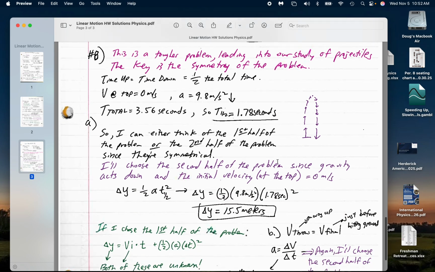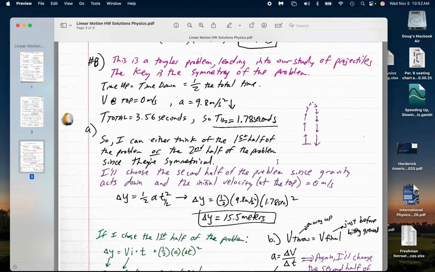Number 8, I can talk about if you want to in class, but the key here is there's symmetry to this problem. So we are going to have a unit on projectiles, which deal with things that have both an acceleration in one dimension and a constant velocity in another dimension. This is the simple version of it, where something's going straight up and straight down. The key here is the symmetry of the problem. The time up would equal the time down, and that's half the total time. So if you're given a time of 3.56 seconds, half the total is 1.78 seconds.